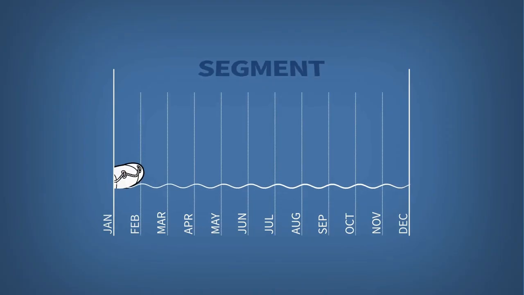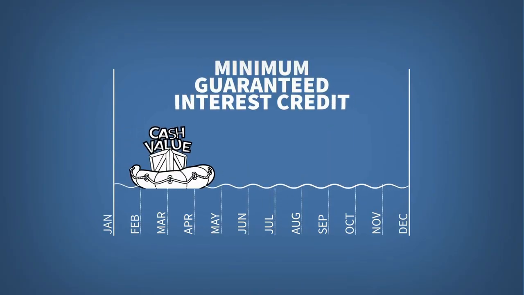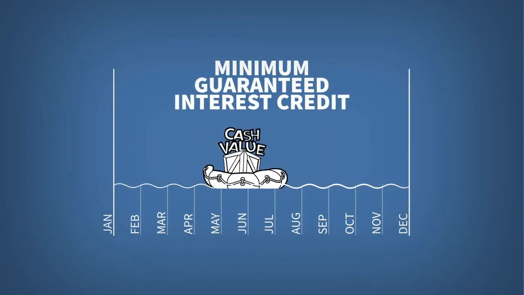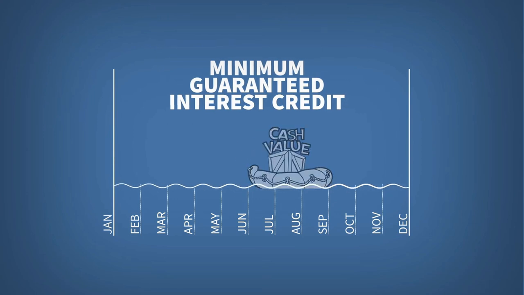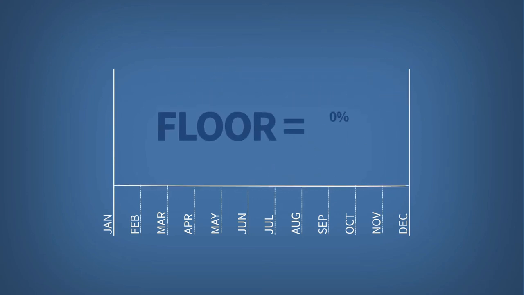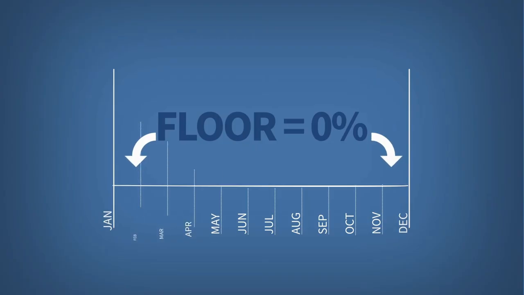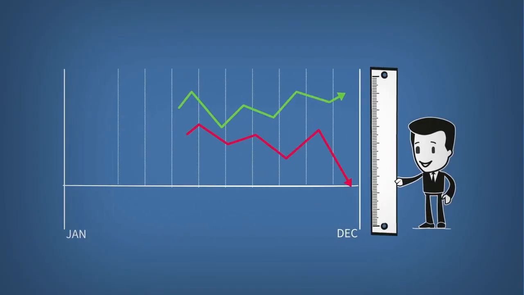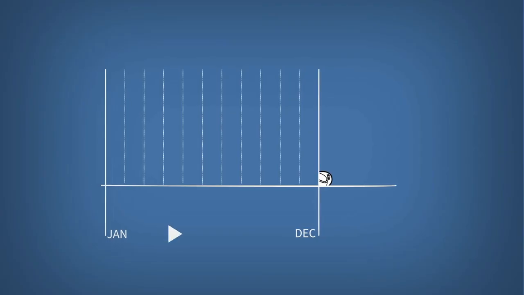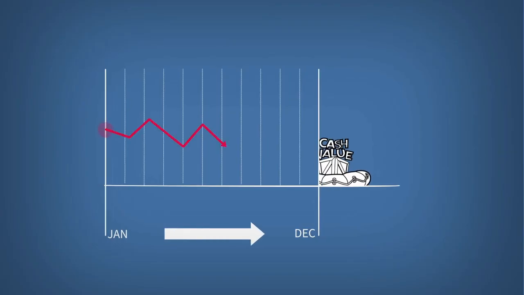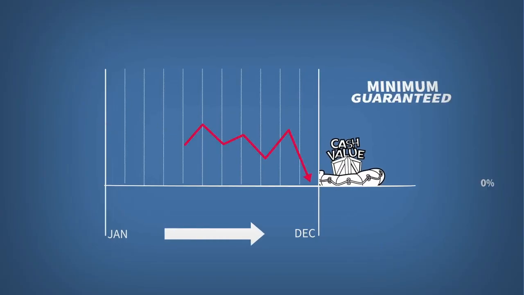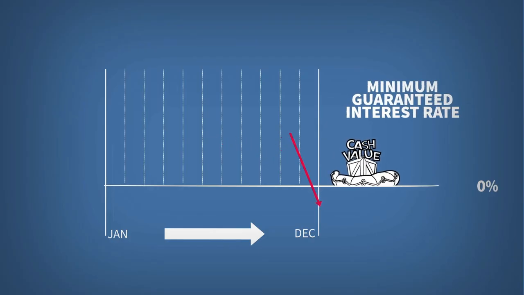The cash value in that segment will receive a minimum guaranteed interest credit throughout the term of the segment, typically 12 months. The minimum credit, the floor, is usually 0%. At the end of the term, the index growth is measured. If the index closing price is lower than it was at the beginning of the term, the segment's value receives the minimum guaranteed interest rate.